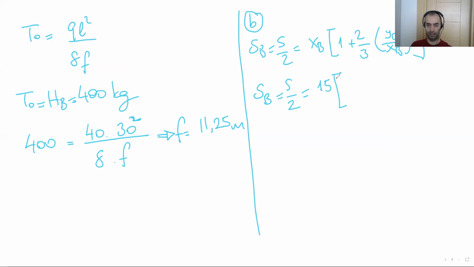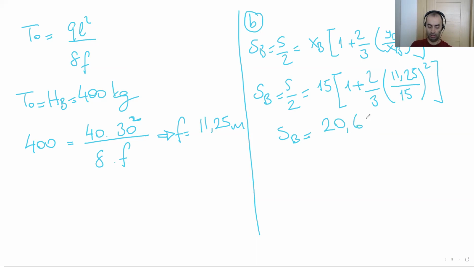Remember, half of the span, XB, times 1 plus 2 over 3 times YB, and YB is F. Here just calculate it, with 15 squared. This is the SB here, and remember S is double SB, so it's 41.25 meters.